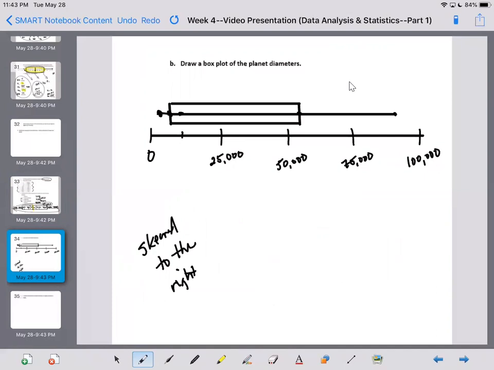So that's all I have for this first part with concepts of data analysis. We looked at grades 1 through 6, and then we'll pick up with week 5, where we'll look at grades 7 and 8.